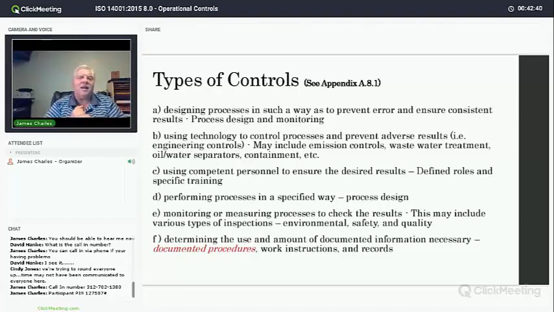It talks about, and this is out of the appendix, so when you guys get ready to implement this section, do not ignore appendix 8.1. In the appendix, it talks about different types of controls. So basically, A talks about process design and monitoring. And B is going to be your physical controls, your emission controls, your wastewater treatment system, your oil water separators, your containment systems, high-level alarms. Those would be a technology type control.